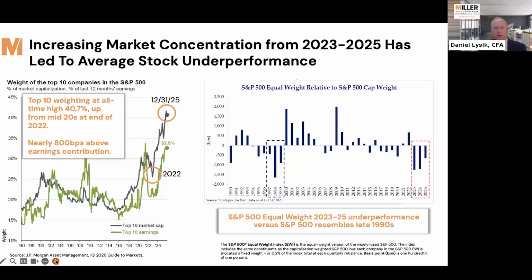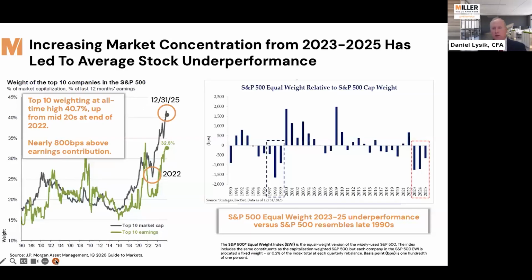The green line on that left chart highlights the top 10's contribution to earnings. Where that ended the year is 800 basis points below. Even though we're at peak levels of earnings versus where we were going back to 2021, the market cap weight of the top 10 is 800 basis points higher. So that's a large spread versus history.